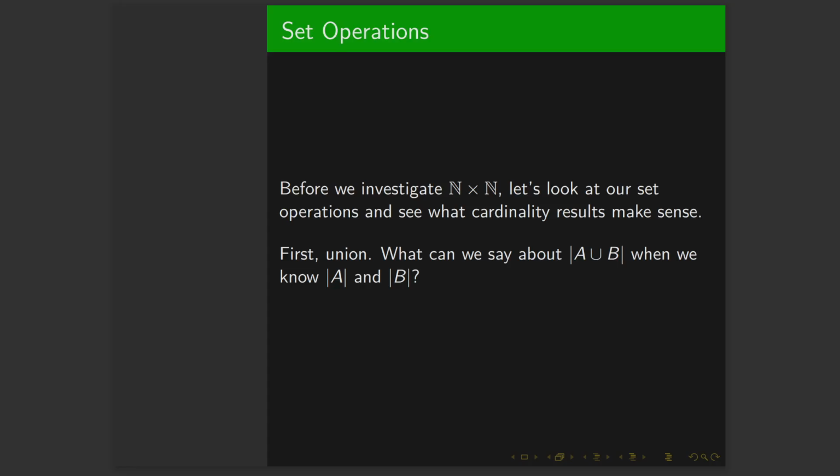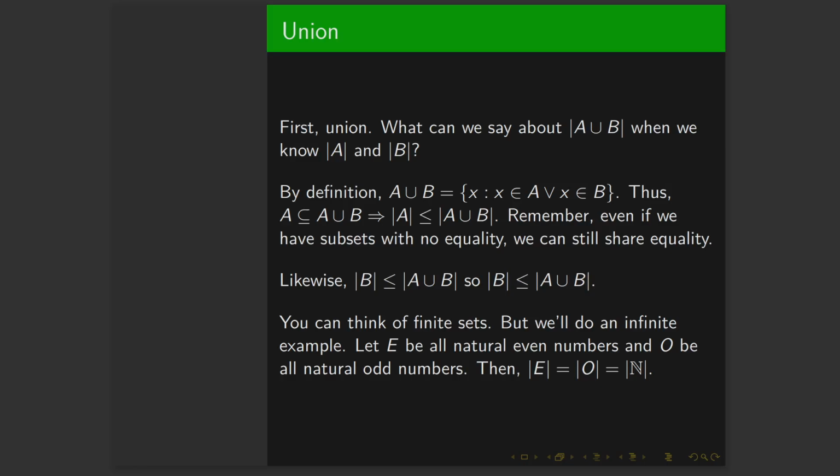Let's warm up by looking at some set operations before we go to the Cartesian product. Let's first look at union. What can we say about the cardinality of A union B when we know about the cardinality of A and the cardinality of B? By definition, A union B is everything that's in A and everything that's in B. Or you could say everything in A or in B. That's another way we could think about it.